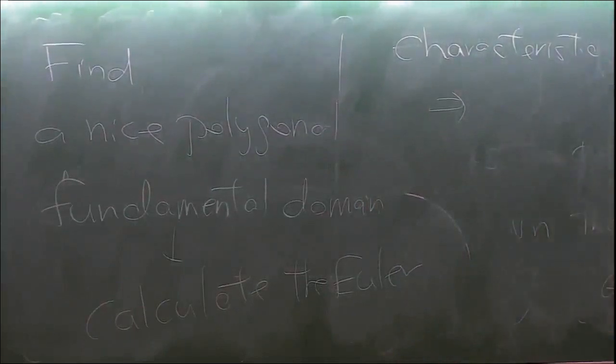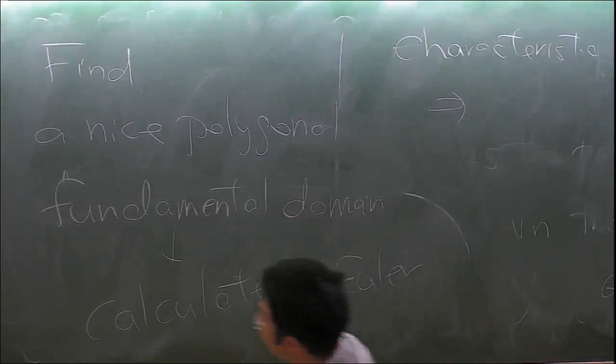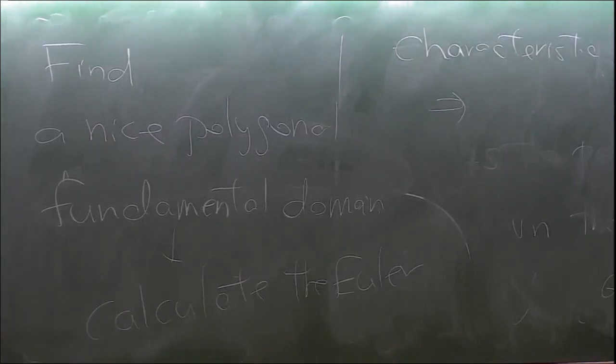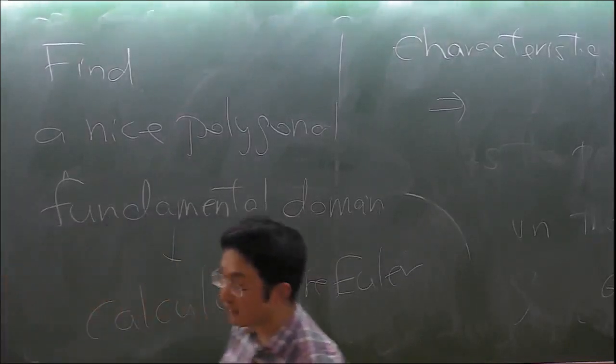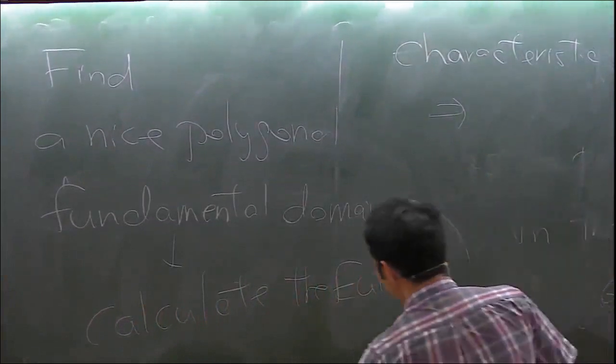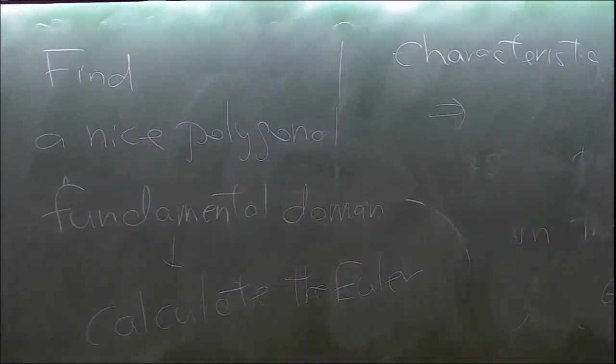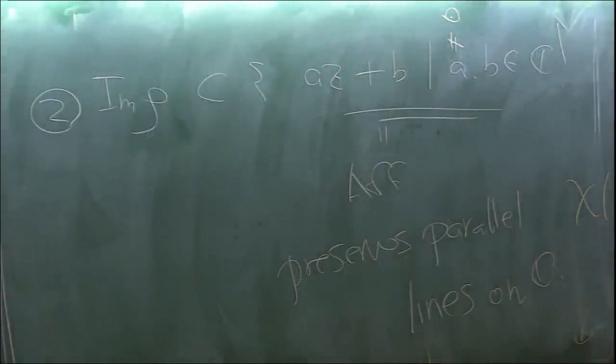I think you can show that the Euler characteristic of this surface with some point removed must be non-negative, which is a contradiction. Non-negative, and this is a contradiction.